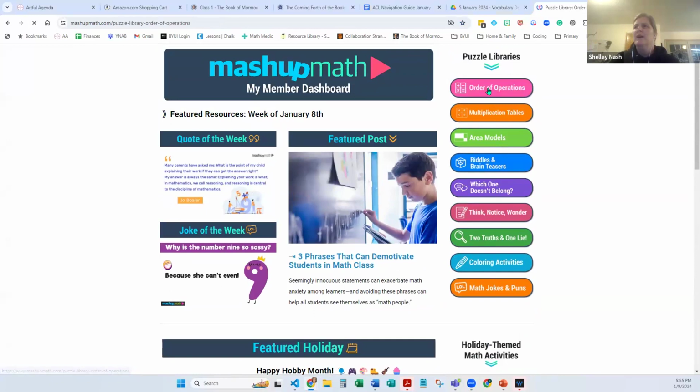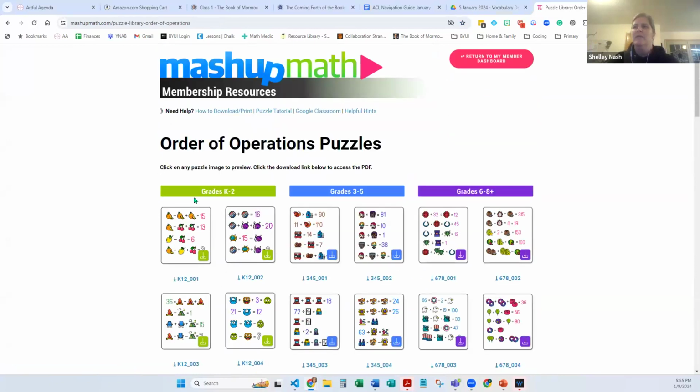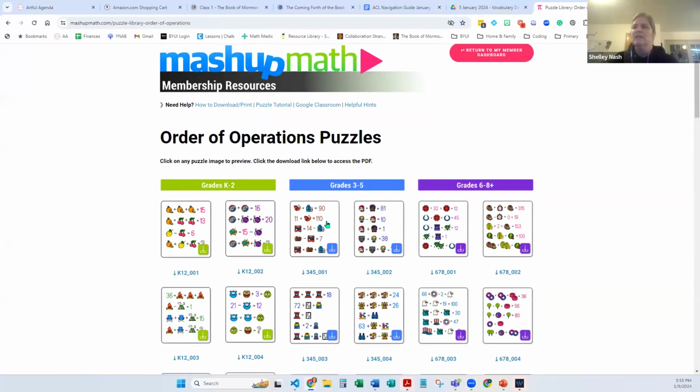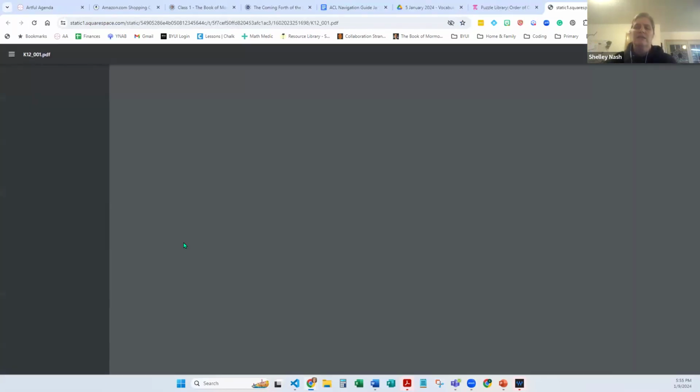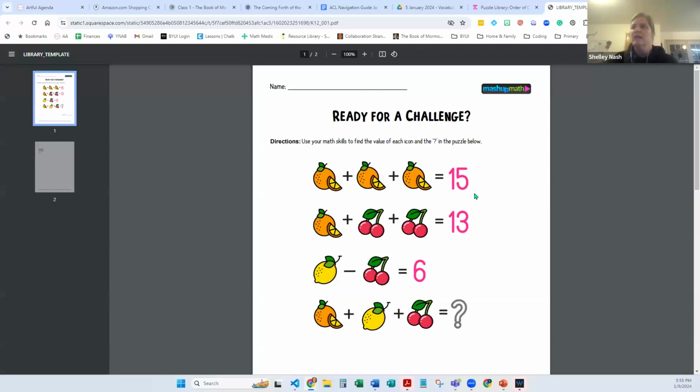But the puzzle libraries are where I spend a lot of my time, and you can see K to 2, 3 to 5, 6 to 8. So for order of operations, if you download one, the students need to figure out what each one is. I don't actually hand these out on paper. I just do a screen capture of this and put it on a slide and project it at the front of my classroom. I always print a few and keep them for subs though, because it's nice. That one's a little bit less open-ended, if you will.